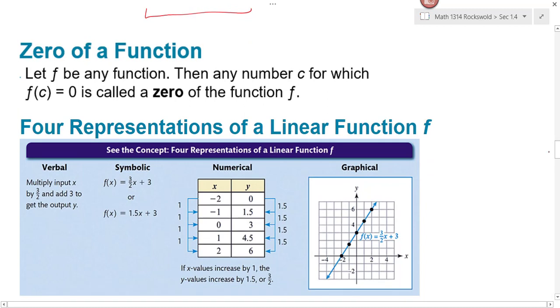Next, I want to mention what the zero of a function is. Let f be any function, then any number where that y value is equal to 0 is called the zero of the function. We call this a solution to an equation. If we're solving equations, we always let the equation be equal to 0. It's where the graph crosses the x-axis. It's your x-intercept. It's also a solution to an equation. The zero, it's also sometimes referred to as a root of a problem. Zeros, roots, x-intercepts, solutions, they all mean the same thing.